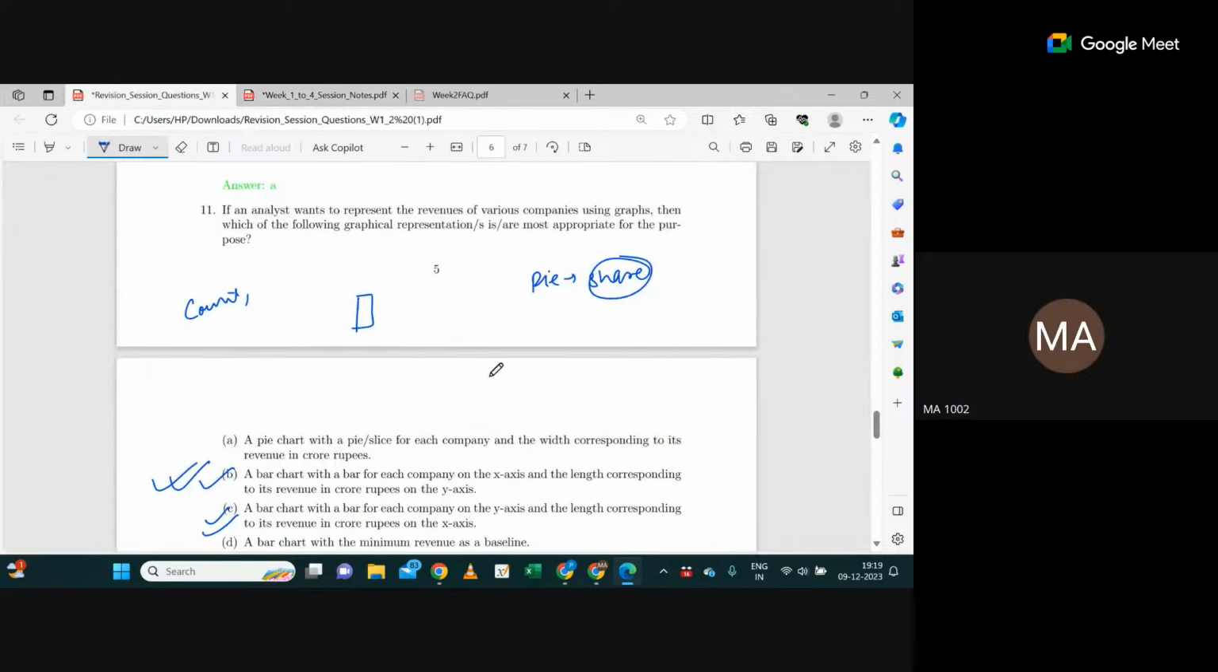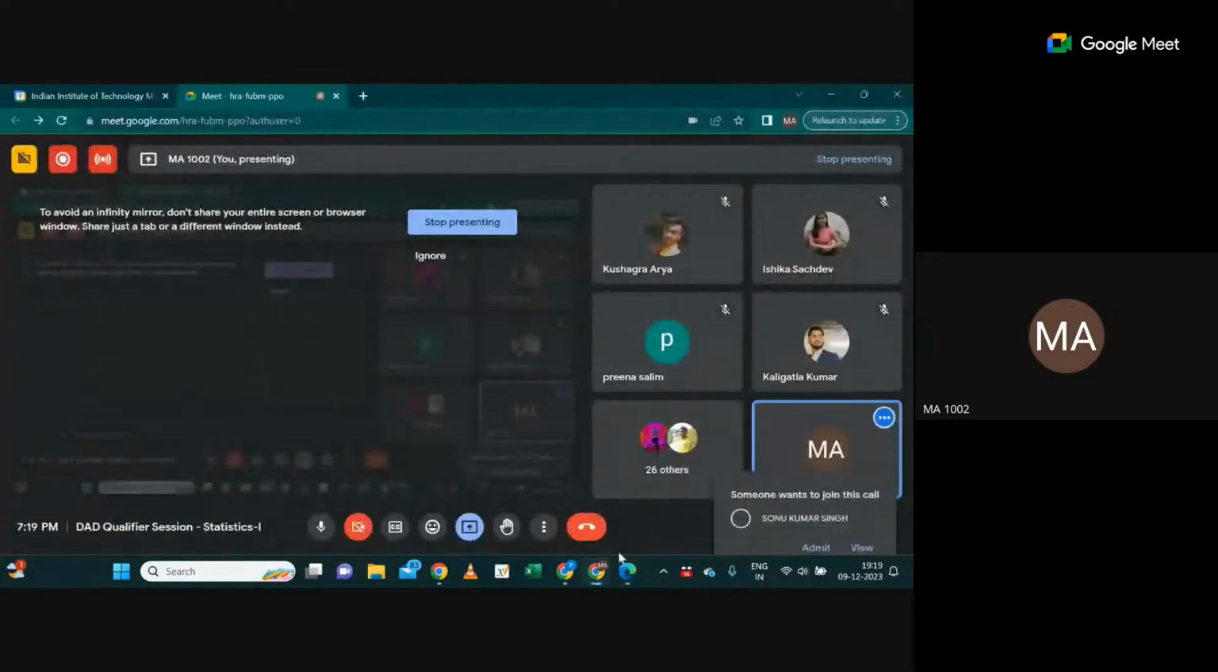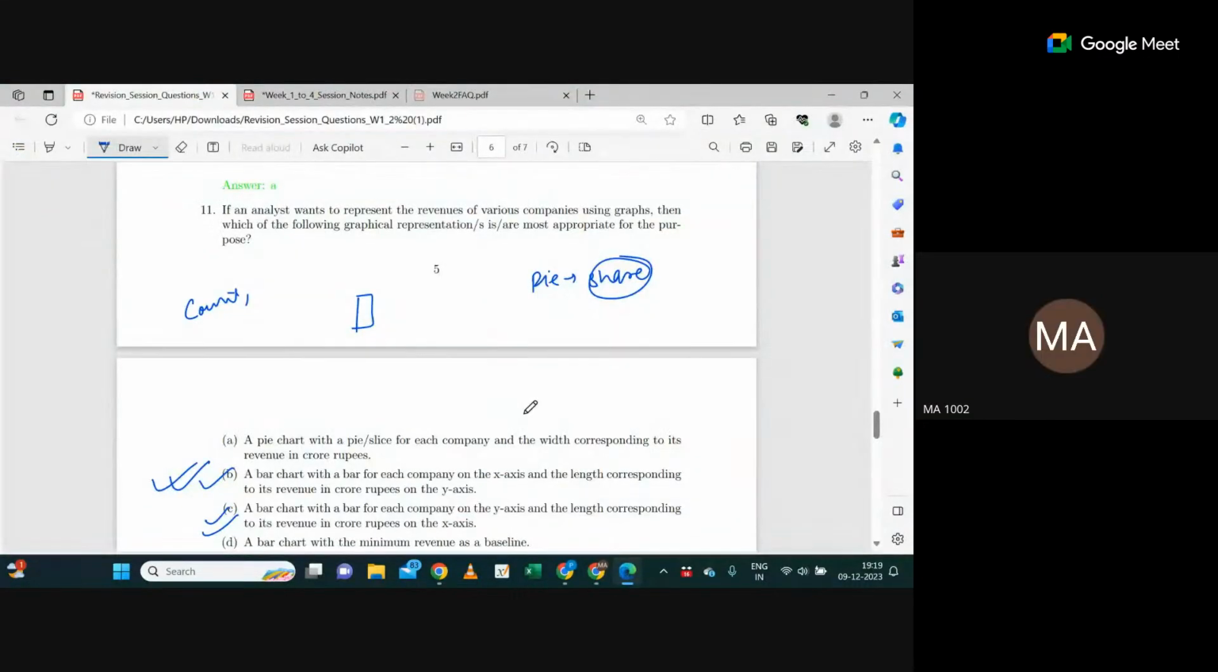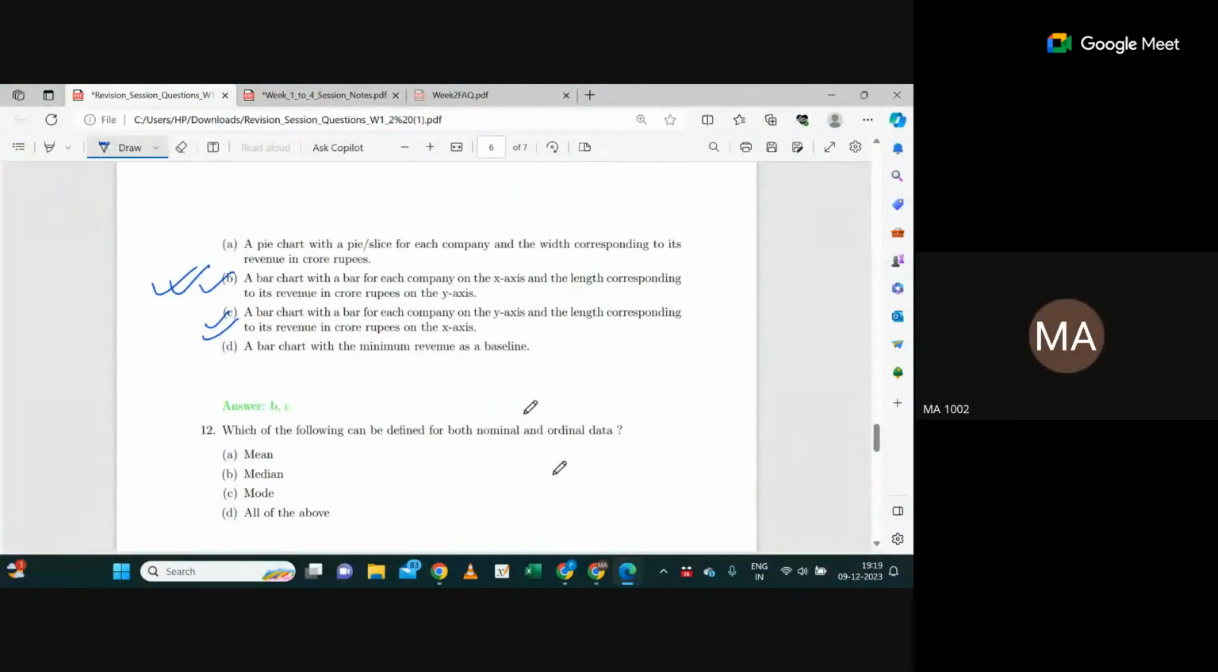Okay, is this clear? Is this clear to all of you till this point? Yes. Okay, fine. Tell me, which of the following can be defined for both nominal and ordinal data? Which option should be correct? For nominal and ordinal data, which one can I use? Mean, median, mode, or all of the above?